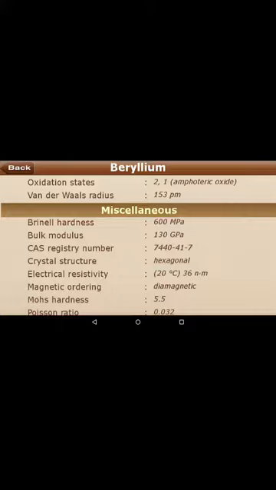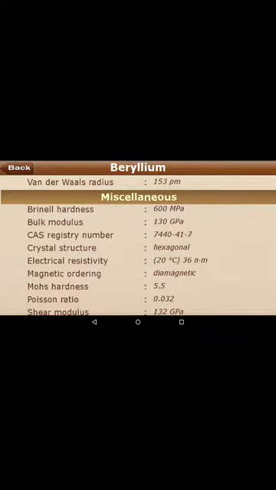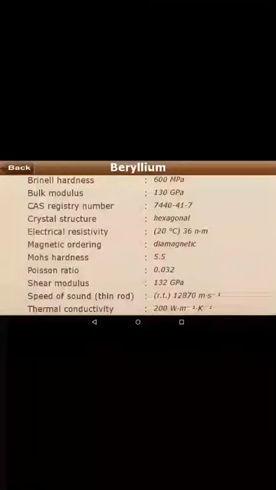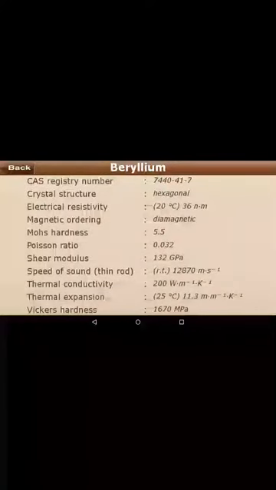Brinell hardness 600 MPa, bulk modulus 135 GPa, CAS registration number 7440-41-7. The crystal structure is hexagonal, which we will look at in a few moments. Electrical resistivity at 20 degrees Celsius is 36 nΩ·m. Magnetic ordering is diamagnetic, Mohs hardness 5.5, Poisson ratio 0.032.